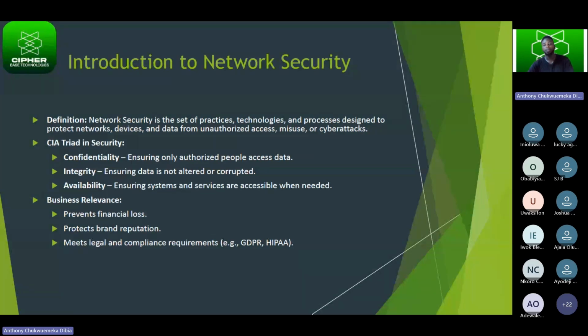That is ensuring systems and services are accessible when needed. So even if you are trying to protect a file, protect data, they should also be available when needed. You understand? Whether you're trying to make sure this person cannot have access to this data, no matter what you are trying to protect, you must have a way of making sure they are available when needed. So that is the CIA triad.